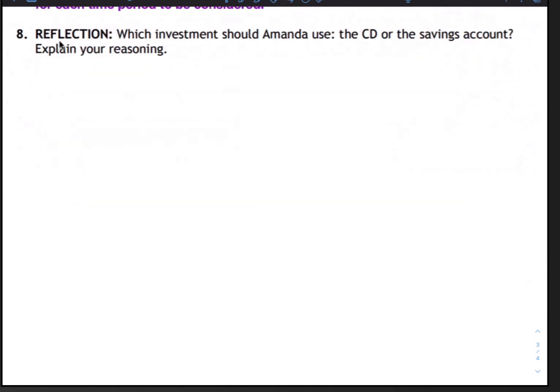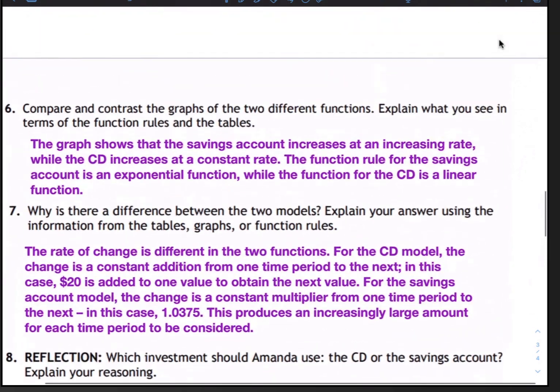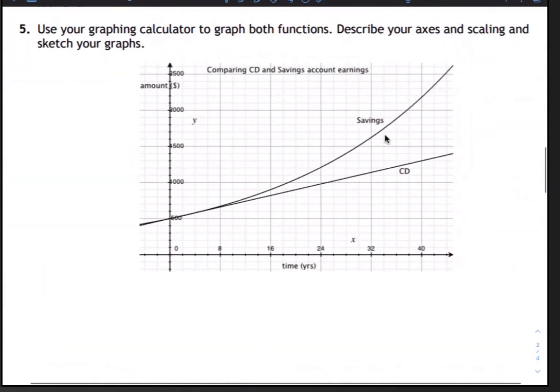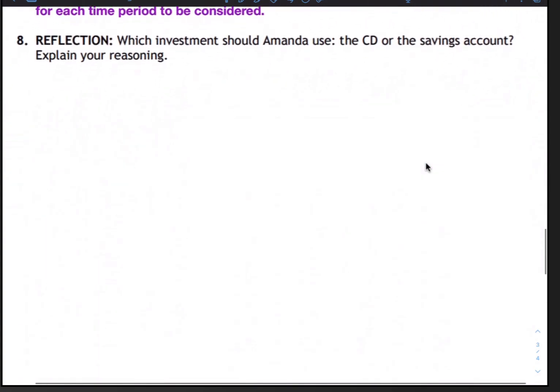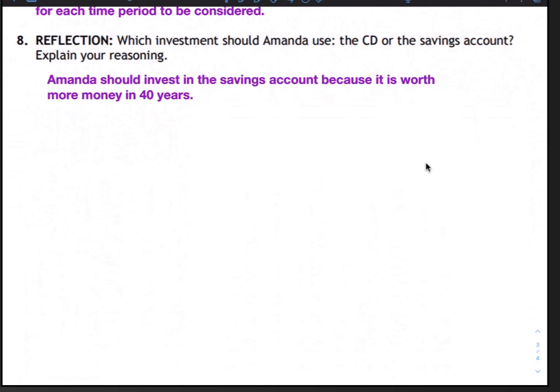And here's question 8, reflection. Which investment should Amanda use, the CD or the savings account? Well, let's take one more look at the graph. As you can see, the savings account, as we mentioned before, the savings account increases at an increasing rate. So at the end of 40 years, it would be worth more than the CD. So we can simply say that Amanda should invest in the savings account because it is worth more money in 40 years.